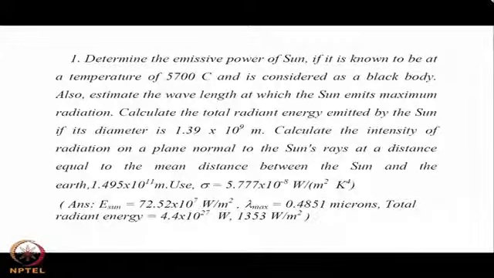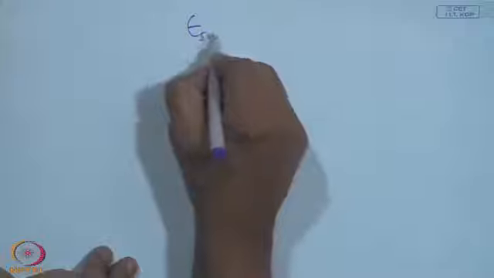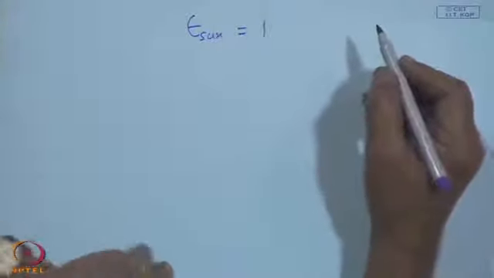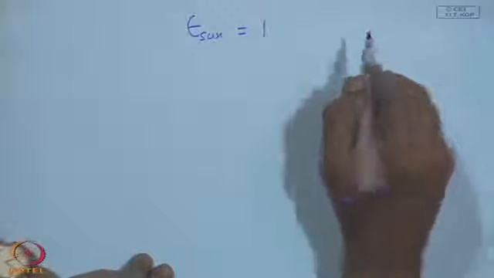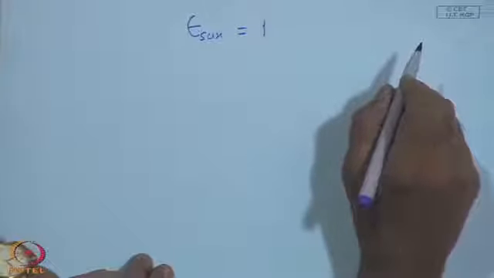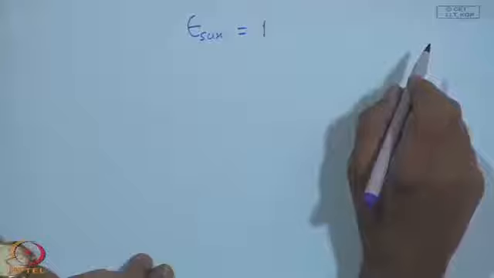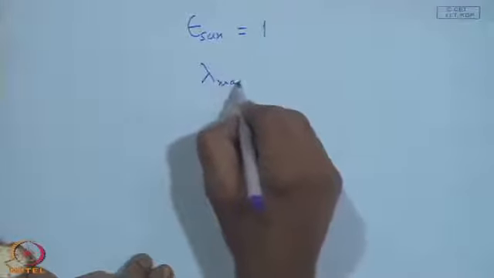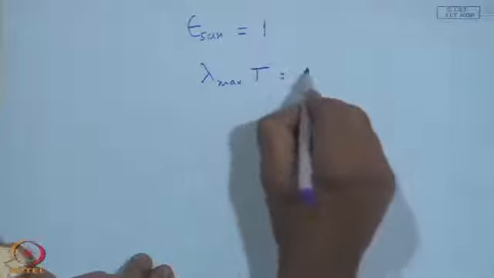So, we have a small problem which we have already indicated. You can determine the emissive power of the sun if it is known to be at a temperature of 5700 C and is considered as a black body. So, the emissivity of the sun you can consider as 1. Those of you who are familiar with heat transfer, there will be no problem. Also estimate the wavelength at which the sun emits maximum radiation. That can be done with Wien's displacement law: lambda max times T is a constant.